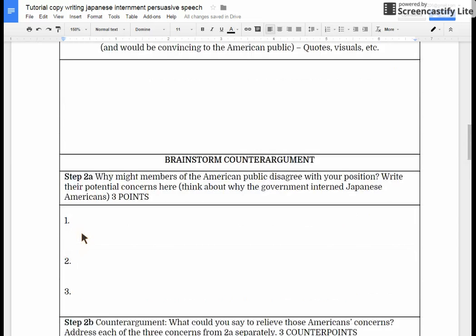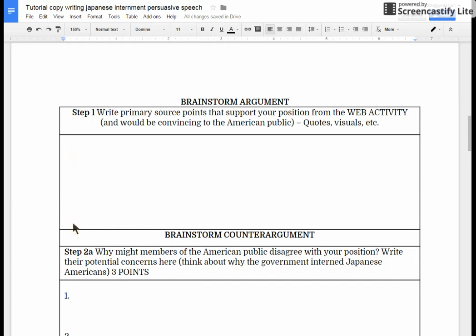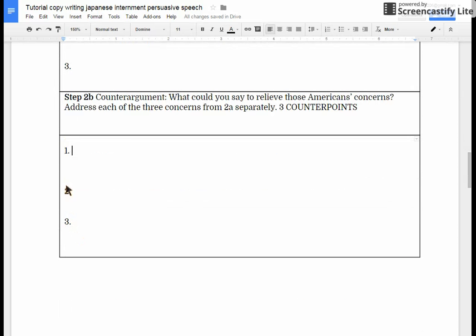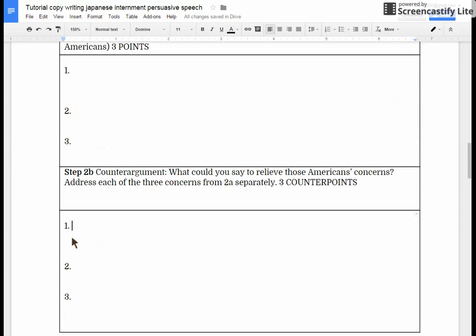So you cannot use the 3 pieces of evidence up here. You actually have to find new pieces of evidence that would support those counter arguments that you're trying to make. So 1 corresponds to 1, 2 corresponds to 2, and 3 corresponds to 3. Make sure you keep that in perspective. And once again, the 1, 2, and 3 statements will simply be what Americans would fear, and your 1, 2, and 3 in 2B will be pieces of evidence from the web activity to prove that statement inaccurate.